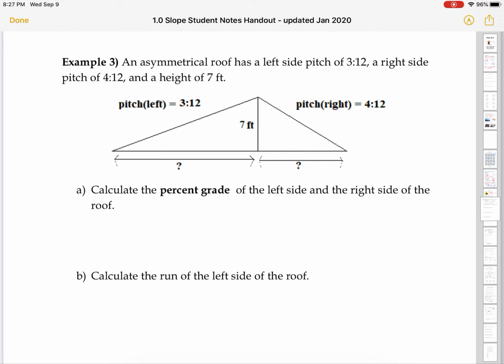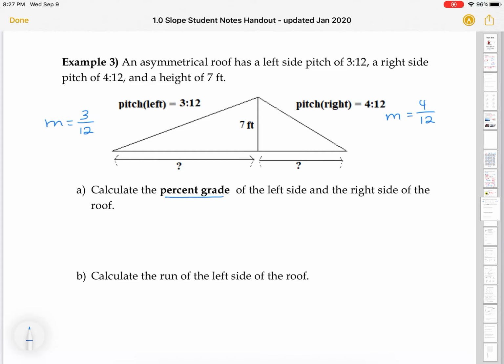It says an asymmetrical roof has a left side pitch of 3 to 12 and a right side pitch of 4 to 12 and a height of 7 feet. So let's convert our pitches to fractions, to our slope. So here that means the slope is equal to 3/12. And here the slope is equal to 4/12.